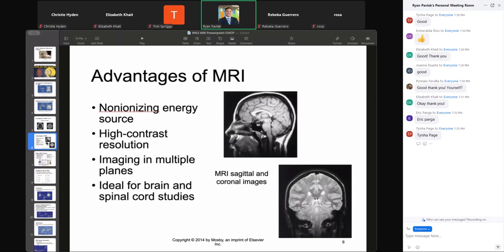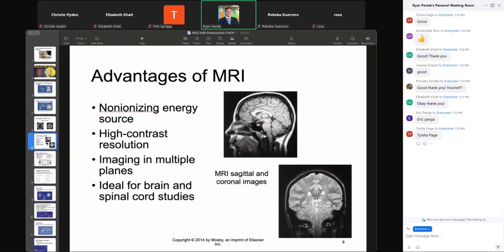Now, some advantages, right? Already mentioned, non-ionizing energy source. So you don't have anything to worry about with radiation exposure. Extremely high contrast resolution. The images that we produce are going to be absolutely incredible for the patient's diagnosis moving forward. We can image in multiple imaging planes.